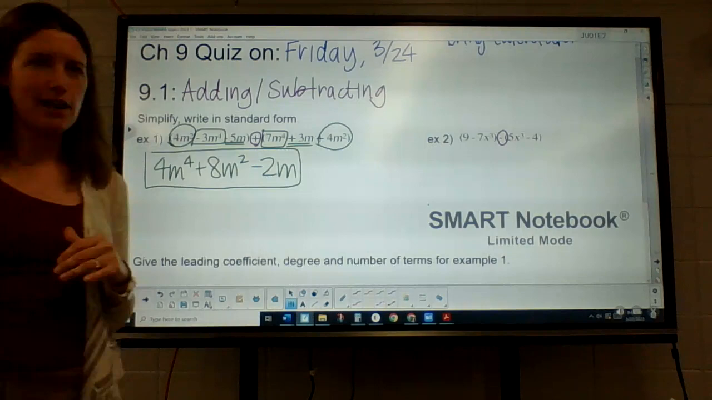And then the number of terms. Does anyone think they know that? What do you think? I couldn't tell if you wanted it to be 2 or 3. We're going to go with 3. We have 3 terms. They're separated by addition and subtraction. So we have 1, 2, 3 terms. So this is in standard form, and knowing how to find those different pieces is part of what we want to be able to do.